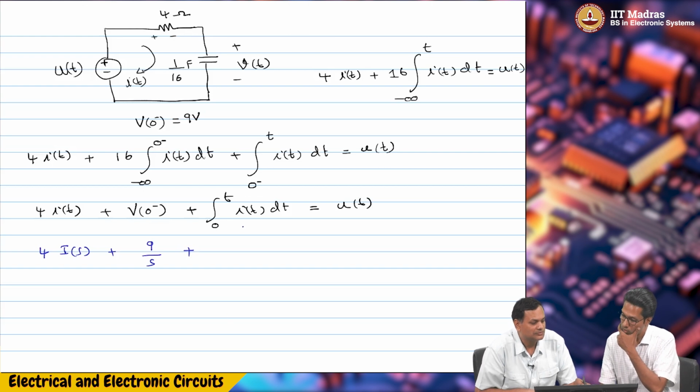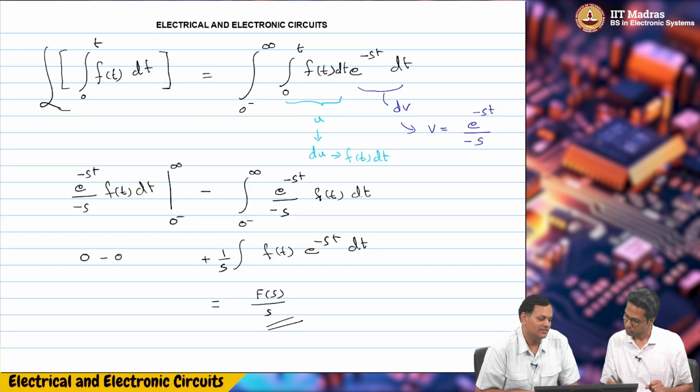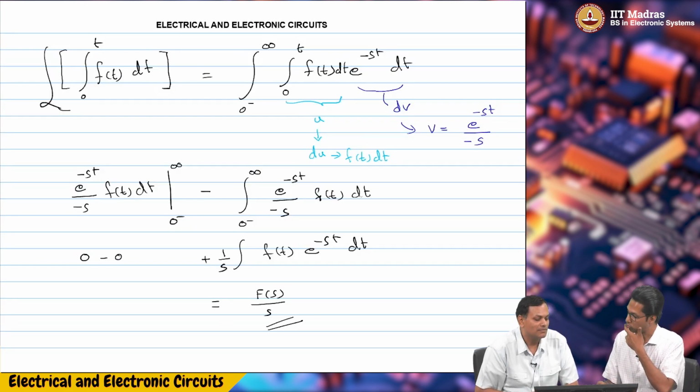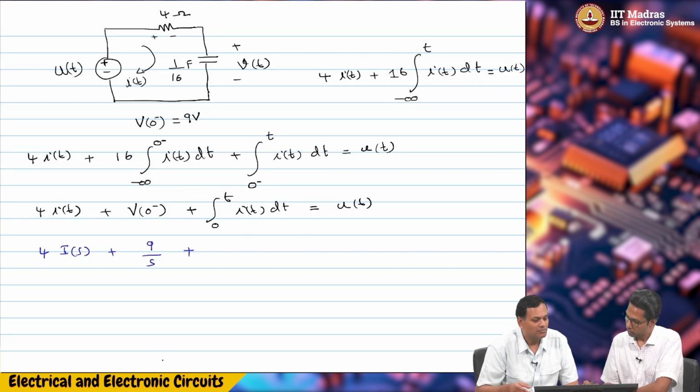Then here what should I do? What we learned just now is that if we have integral 0 to t f of t dt, it is F of s by s. So here we'll have 1 over s I of s.